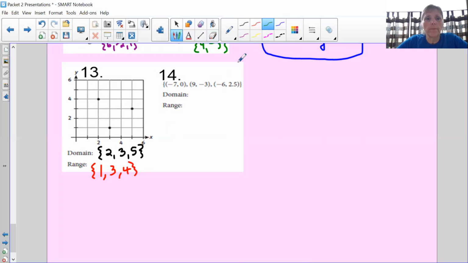Okay, and one more. The domain. Okay, I'm going to look at the x values. So I'm going to look at -7, the 9, and the -6. And last one, I'm going to look at the y values, 0, -3, and 2.5.